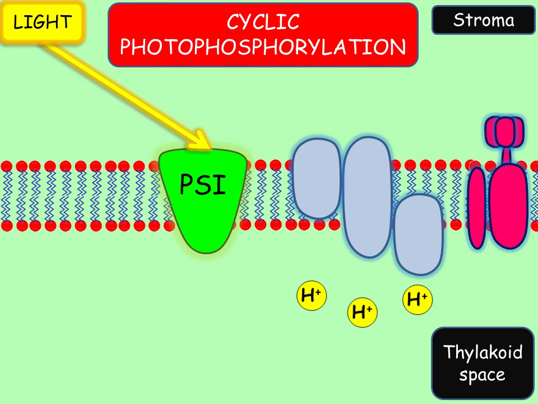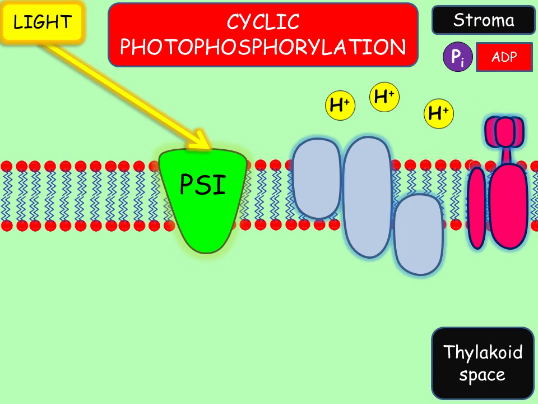Now the hydrogen ions want to diffuse down this gradient from the high concentration to the low concentration, but the only way they can diffuse across the membrane is by going through ATP synthase, which is there on the right. When the hydrogen ions move through ATP synthase, the force of them moving through is used by this enzyme to combine ADP with a phosphate group to produce ATP. This is photophosphorylation. Why is it cyclic? Well, the electron that left the photosystem at the start will return to the photosystem.